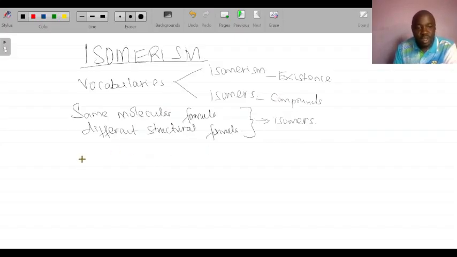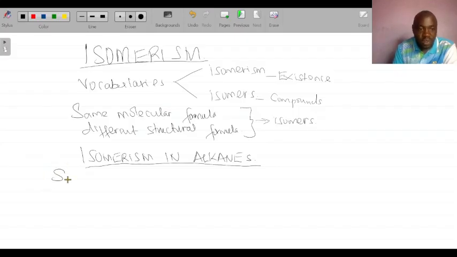So my focus this morning will be on isomerism in alkanes. And you know, alkanes are those compounds that we can say are saturated. So they are saturated organic compounds.